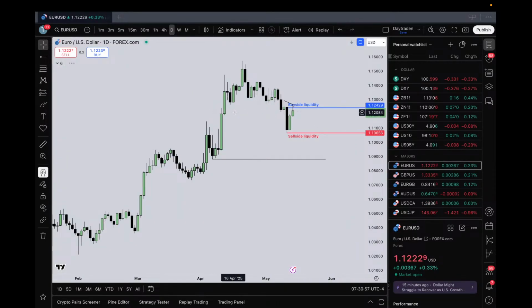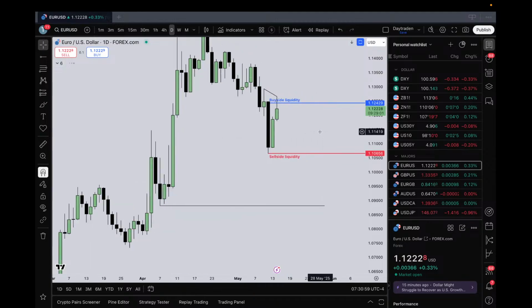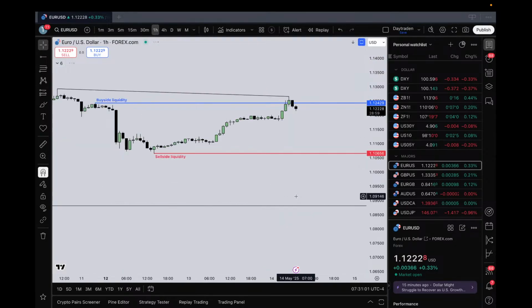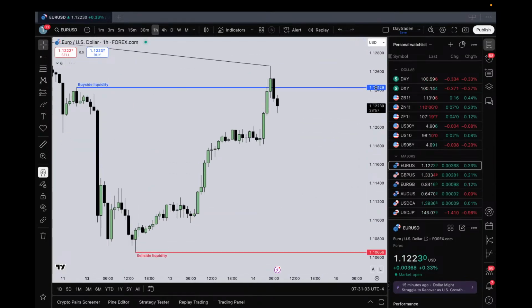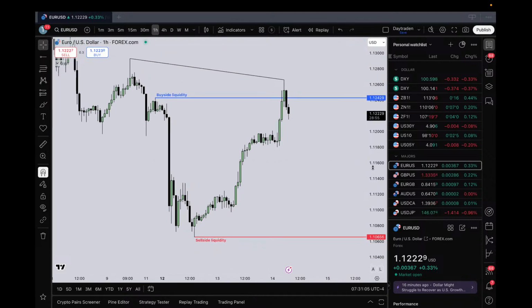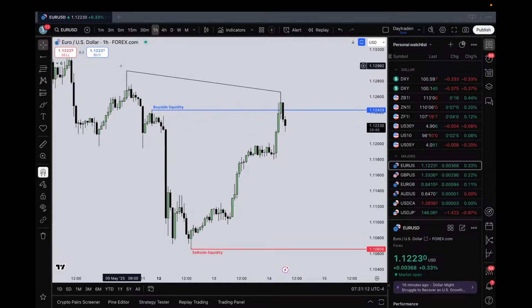So in a nutshell, that is how I'm viewing the overall bias on dollar. How does that reflect to euro dollar? Well, it's actually the same thing, right? We have created an SMT divergence right at these highs because EG is extremely weak right now. And due to the weakness of EG, we saw a push higher from GU.